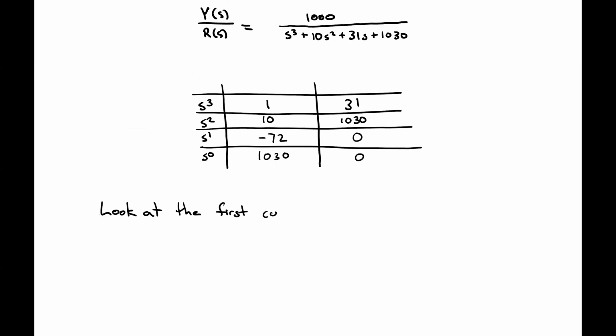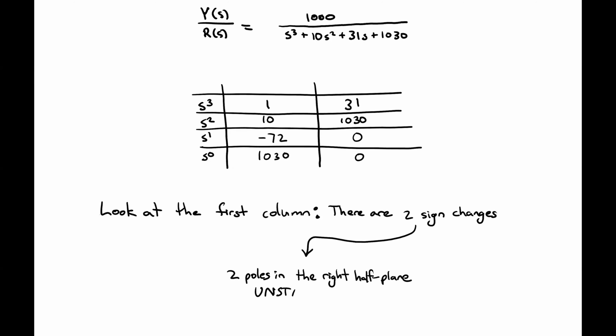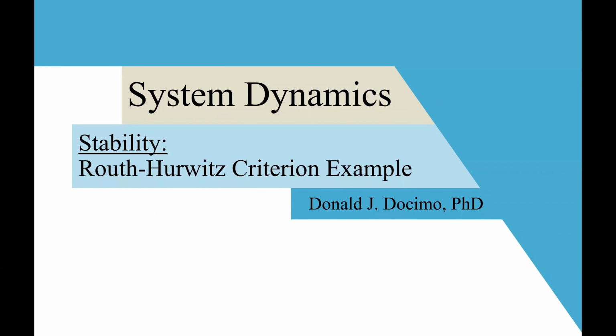So let's look at that first column and let's check how many sign switches there are here. There are 2, right? We go from 1 to 10, that's not a sign switch. They're still both positive. 10 to negative 72, that is a sign switch, right? So we flip signs once. Negative 72 to 1030, that is flipping signs again, going from negative to positive. We end up with 2 sign changes in that column here. So what does that mean? We have 2 poles in the right half plane, which means that this system has to be unstable. Okay? And so that covers an example for how to use the Routh-Hurwitz criterion to determine stability for a closed loop transfer function.